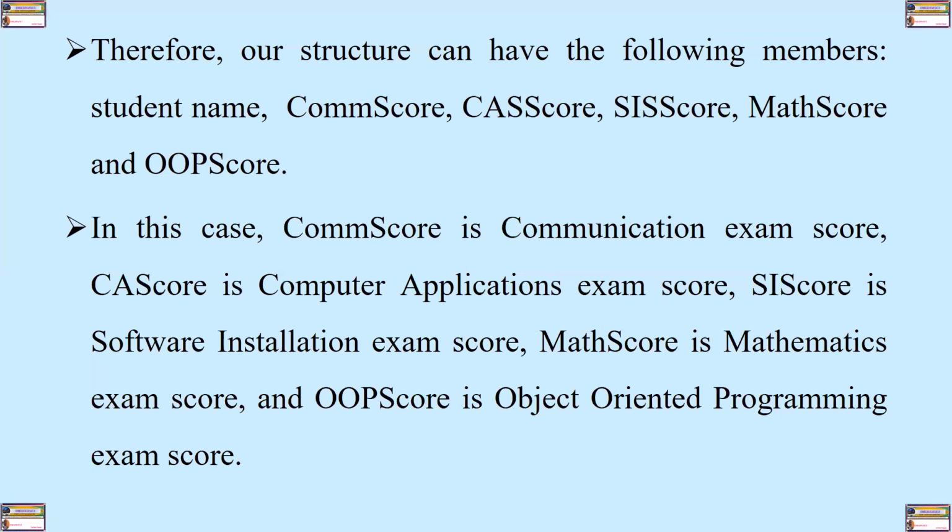In this case, just as I have said, the COM score is communication exam score. CAS score is computer applications exam score. SIS score is software installation exam score. Math score is mathematics exam score. And OOP score is object-oriented programming exam score.